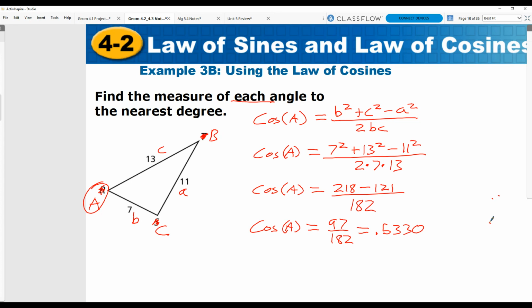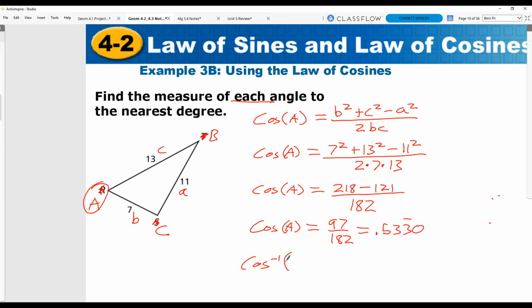All right, so what we just found out is our cosine ratio for angle A comes out to this decimal number here, 0.5330. So that's our cosine ratio. So we need to convert that cosine ratio into an angle size. So that's where we're going to use our inverse cosine button on our calculator. So what we're going to say is cosine -1, just meaning the inverse.